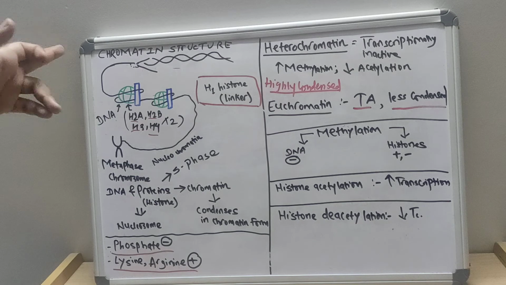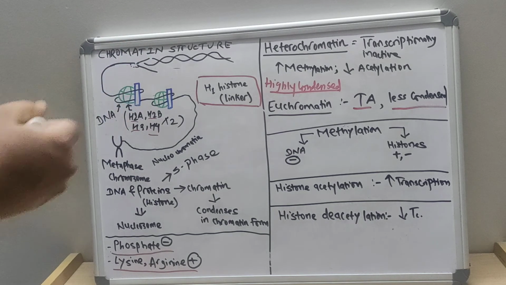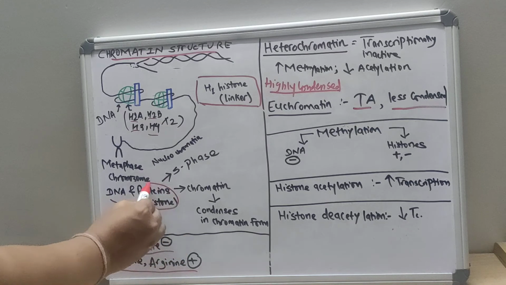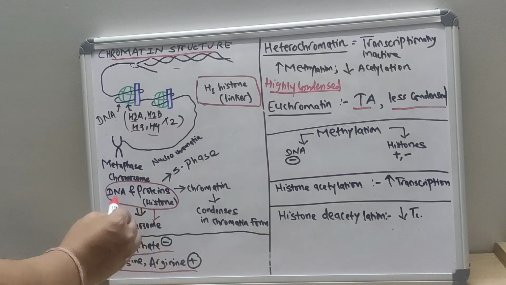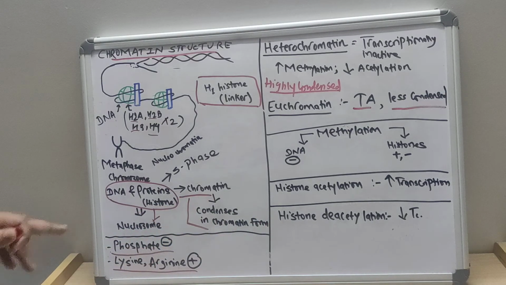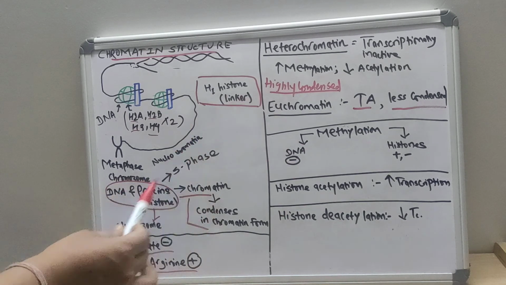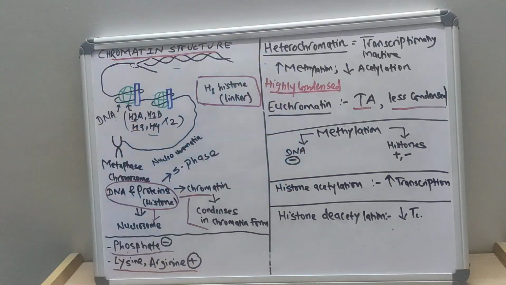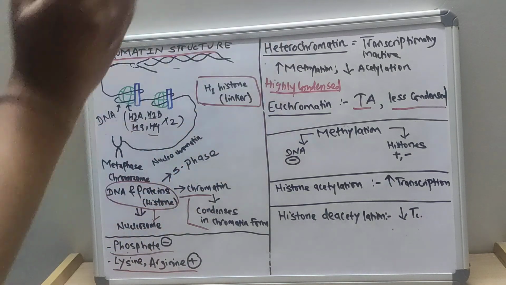So what we learned today is the chromatin structure. The chromatin is present in a very highly condensed form. The DNA and histone together are called nucleosome. The positive charge in the DNA is given by lysine and arginine, and the negative charge is given by the phosphate. There are two types of chromatin: heterochromatin is highly condensed and euchromatin is less condensed. Euchromatin is transcriptionally active, whereas heterochromatin is transcriptionally inactive.